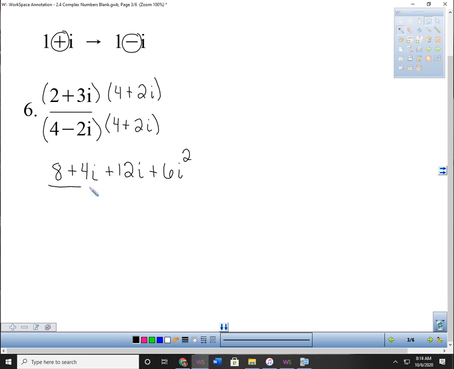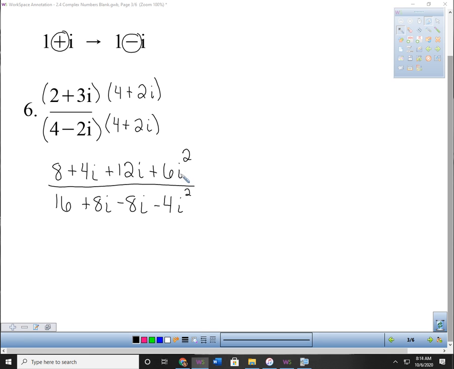Then I do the bottom. 4 times 4 is 16. 4 times 2i is 8i. Negative 2i times 4 is negative 8i. And negative 2i times positive 2i is negative 4i squared. So you need to take care of your i squareds back there.